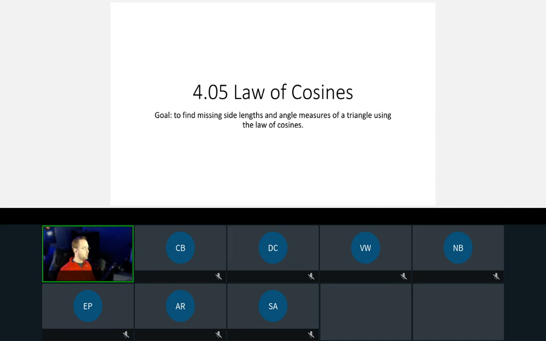All right. Day 2 of 4.05. Day 3 is on Monday. Law of cosines. We're going to find the missing side lengths and angle measures of triangles using the law of cosines.